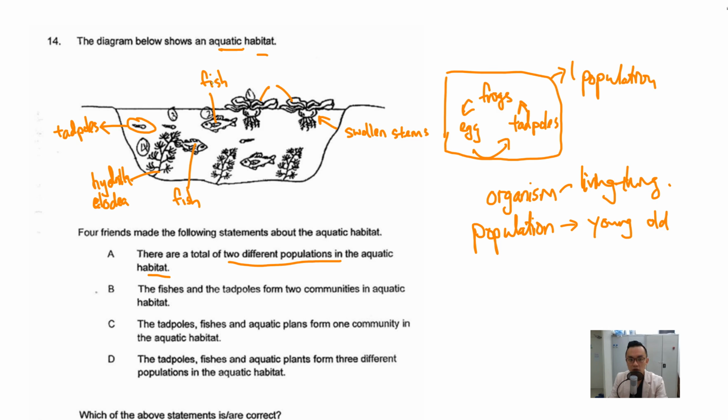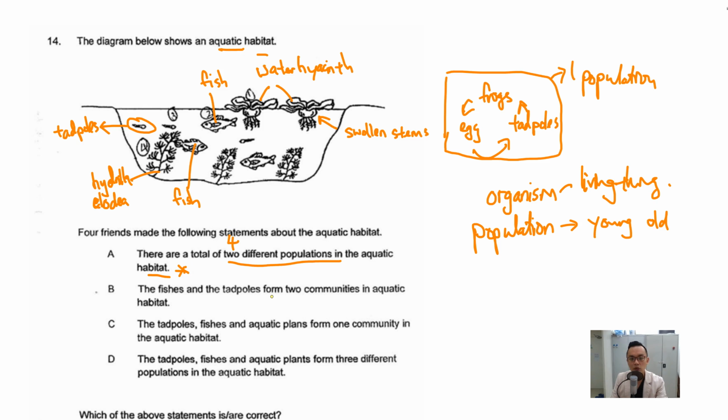So there are 2 different populations in the aquatic habitat. That's wrong because you have fish, you have the water hyacinth. That's 2 populations. You have the submerged plants, which is either hydrilla or elodea. That's 3 populations. You have tadpoles, which is under frogs, so it's 4 populations. Therefore, this is wrong. There are a total of 4 populations.